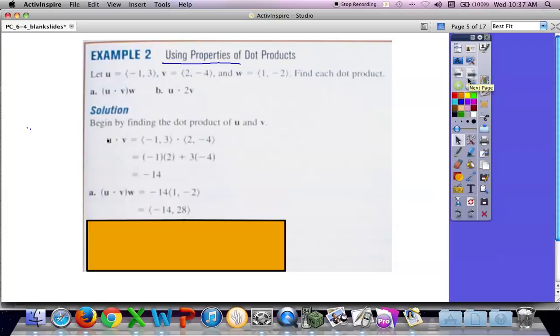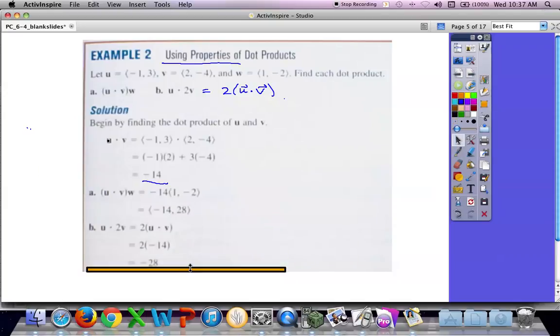Right? This one is telling us u dotted with 2v, right? That ought to be the same thing as 2 times u dotted with v by that property. So we already did the u dotted with v, that is here. So what is 2 times that? Negative 28.